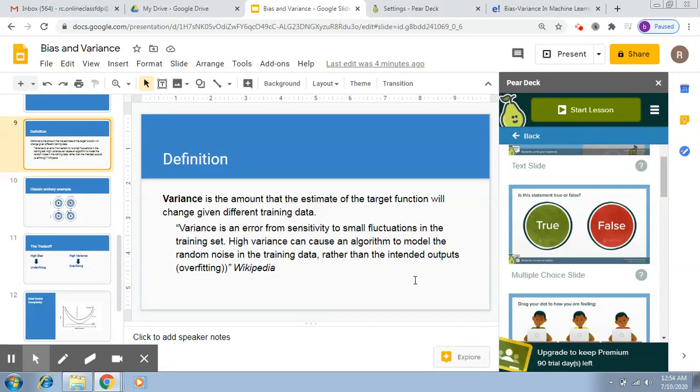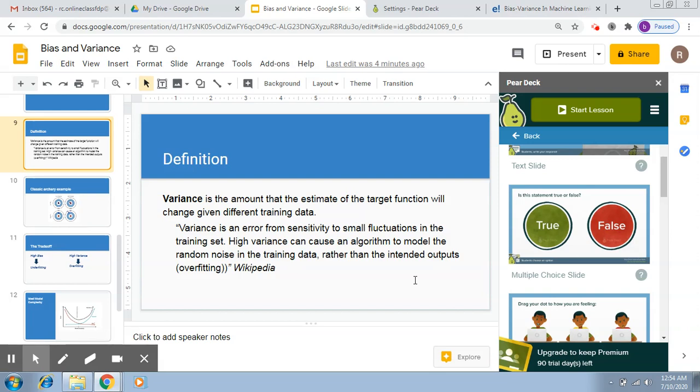So we have explained to the student what is bias and what is variance, and this is the definition of variance here. Now we have talked about the basic concepts of both. Now we would like to pose a question to the student so that he can summarize what he has just understood.